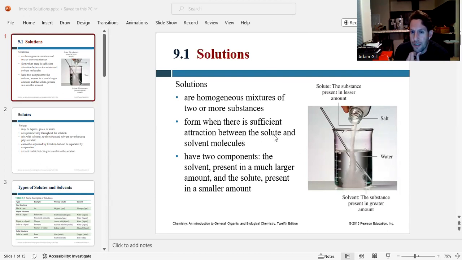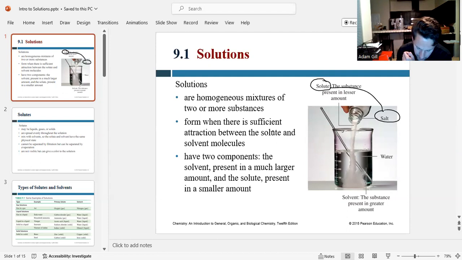And so the solute is whatever there is less of. So if we're dissolving salt in water, the solute is going to be the salt. And whatever there's more of, or what's doing the dissolving, is the solvent. So in this case, water is the solvent. So once again, whatever you're dissolving is the solute, and what it's being dissolved in is the solvent. So salt in water. Salt's the solute, water's the solvent.